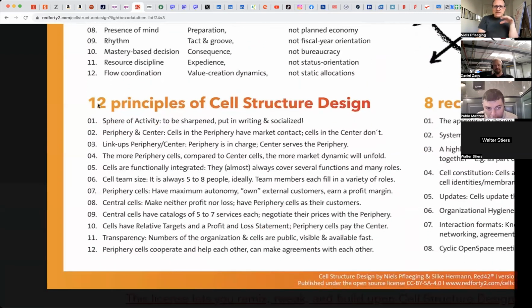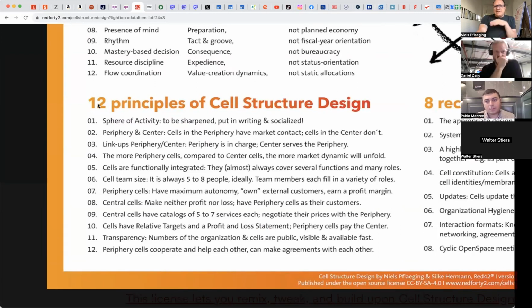And here in these principles, you can see the scope of self-structure design. It goes from the sphere of activity, the boundary of the organization, why that matters, until the 12th principle here, periphery cells cooperate and help each other, can make agreements with each other. So it's about how to define the boundary of a self-structure design organization until the point where we talk about collaboration between cells in a cell structure. So all these principles matter.